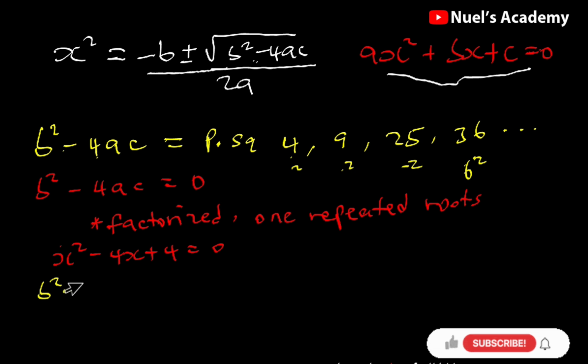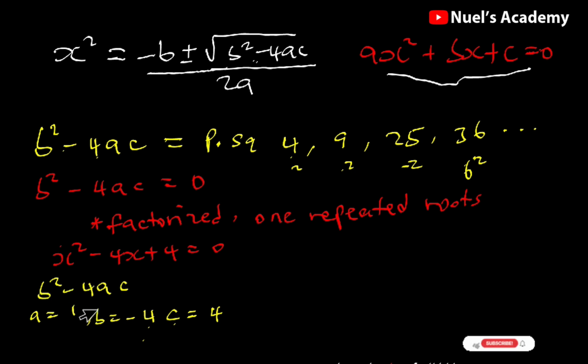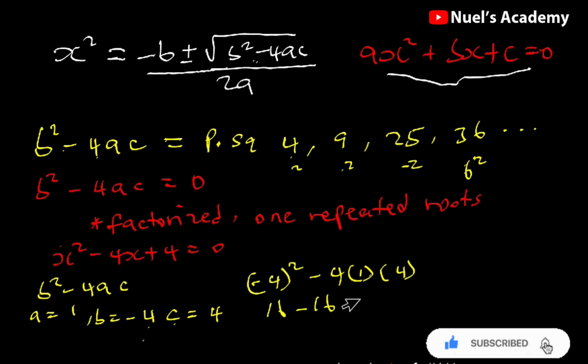So we have b squared minus 4ac, where a is equal to 1, the coefficient of x squared, b is equal to -4, the coefficient of x, and c is equal to the constant, which is 4. So let's plug in the values of a, b, and c into this expression. We have b, which is -4, squared, then minus 4 times the value of a, which is 1, times the value of c, which is 4. So -4 squared is 16, then 4 times 1 is 4, 4 times 4 is 16, then 16 minus 16 is equal to 0.